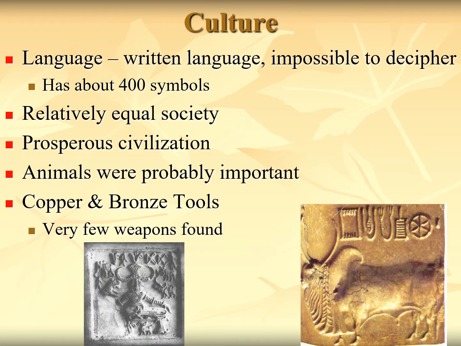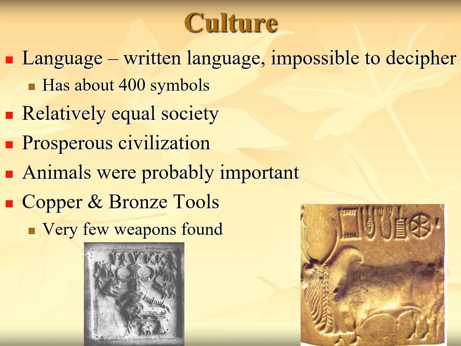So with this slide, we'll look at a couple things here. Language. The written language is kind of impossible to decipher because it has over 400 symbols, and it's difficult to figure out what is actually being said or tried to be said. The society was relatively equal, which means that men and women were pretty equal in standing. It was very prosperous, and it continued to grow over the years.